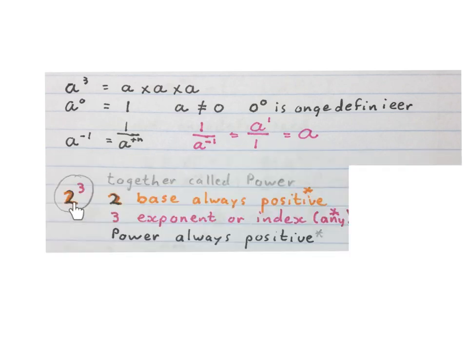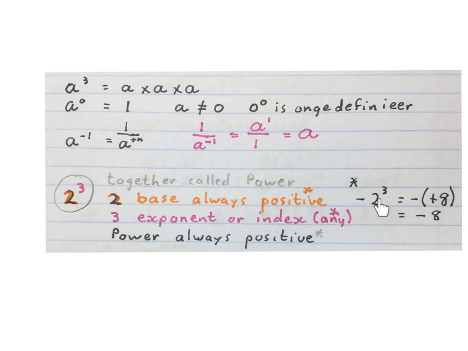If you see something like this, together this whole thing is called a power. That 2 you see over there is called the base, and it's always positive. The 3 you see there in the air is called an exponent or an index. It can be any sign, plus or minus, even fractions. And the whole power is always positive. It doesn't mean your answer can't have a minus in it.